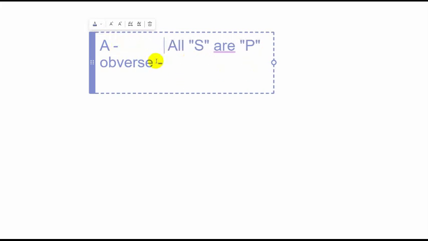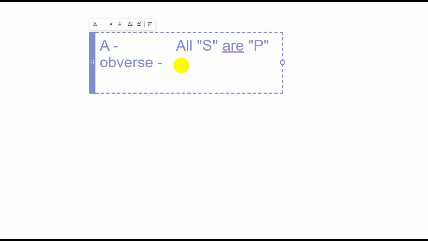Now, the first step in contrapositive is to do its obverse, then do its converse. So we do obverse first of the A. Alright. So what will be the obverse of A? Obverse of A is E, E proposition.